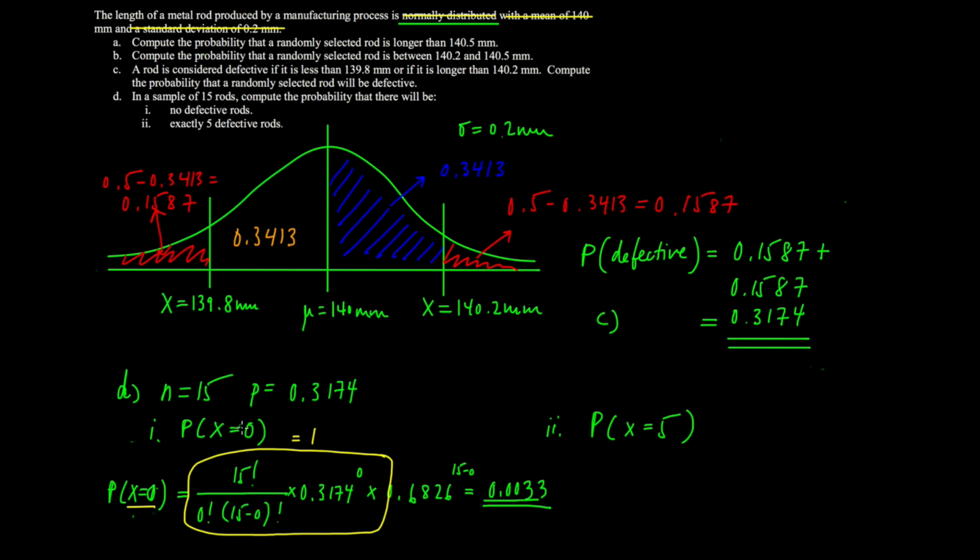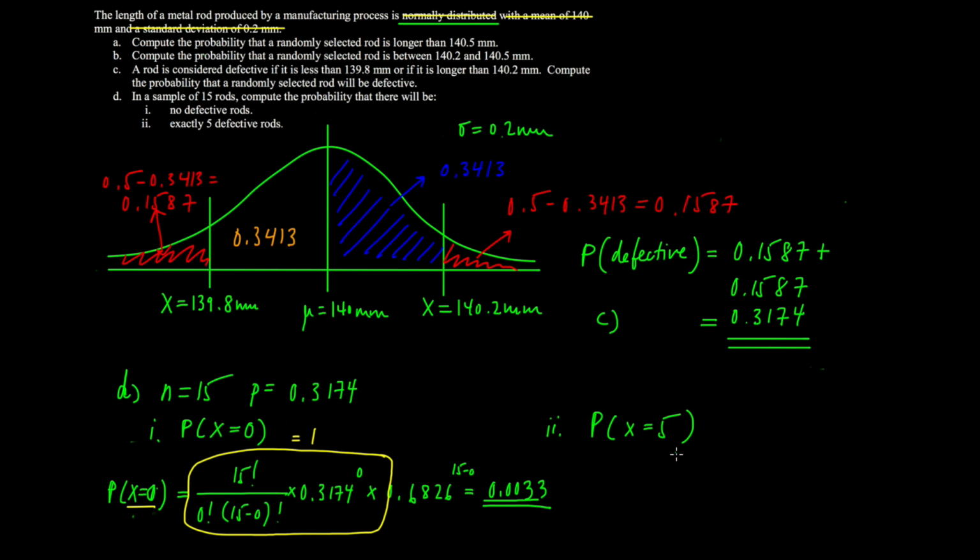Okay, so what I mean here in part 1 is that I picked P as the probability of rods being defective. For there to be no defective rods, it has to be P of x equals 0, because I used the probability of rods being defective. If I had used the probability of rods being not defective, for there to be no defective rods, it would have had to be P of x equals 15. That's what I meant earlier, I apologize.